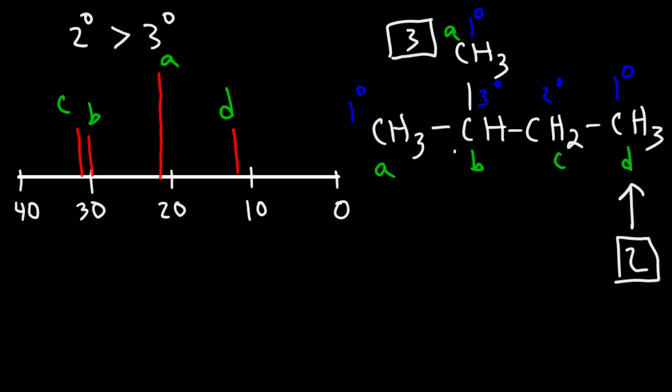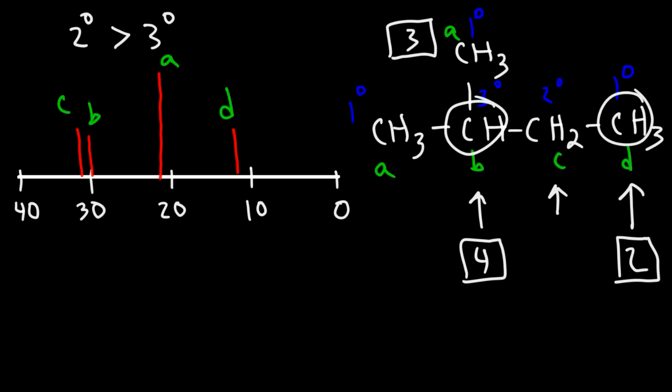Now, looking at the tertiary carbon, carbon B, it's adjacent to a primary, another primary, and a secondary carbon. So 1 plus 1 plus 2, that's going to be a 4. Now, if we look at the secondary carbon, it's adjacent to a tertiary carbon and a primary carbon. 3 plus 1 is 4. Now, these two have an equal score. And so when you get to a situation like this, you can't really tell them apart. As you can see, they're pretty close here. But if the score is different, the chemical shifts will be significantly different, so you can tell them apart.